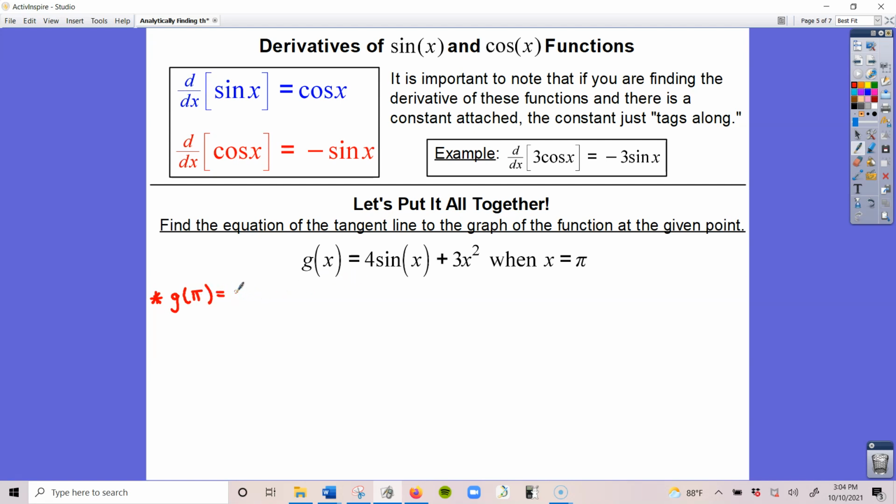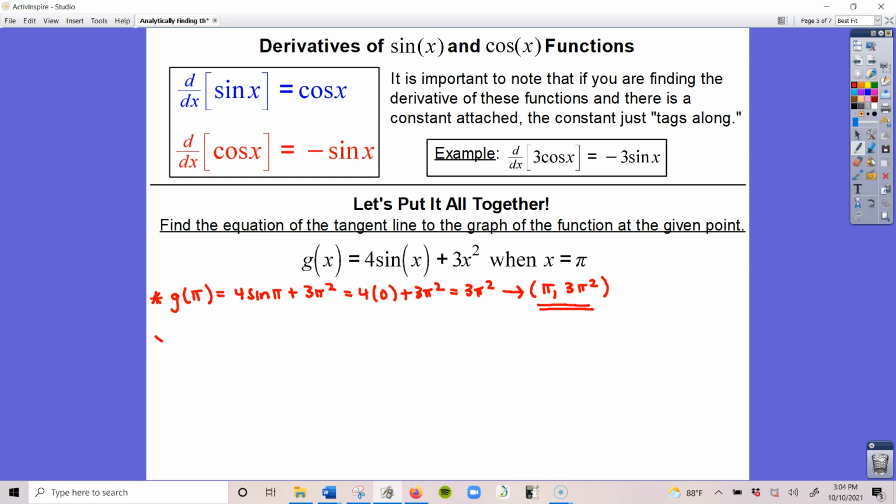So I'm going to plug that in. 4 sine of pi plus 3 pi squared. Now 4 times the sine of pi, which is 0, plus 3 pi squared. This is 4 times 0, which is 0, so we get 3 pi squared. This is my y value, and you don't need to go through and get what this number is. You can just leave it like that. So our point of tangency that I'm going to hold on to for later is pi, comma, 3 pi squared.